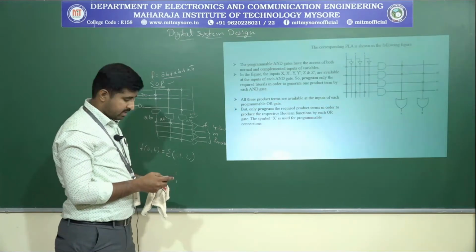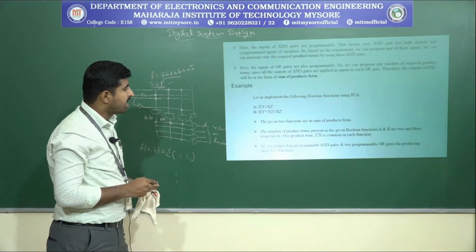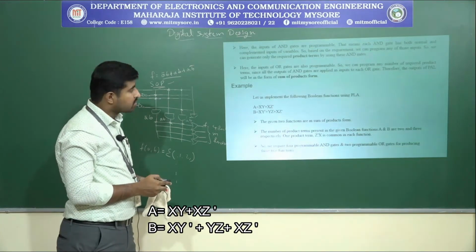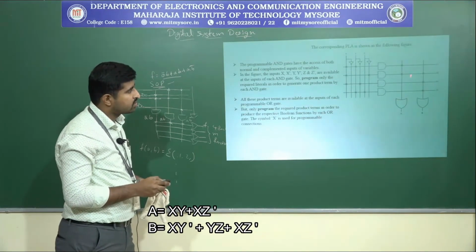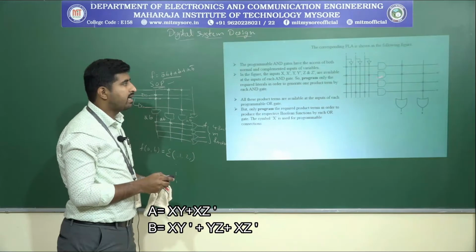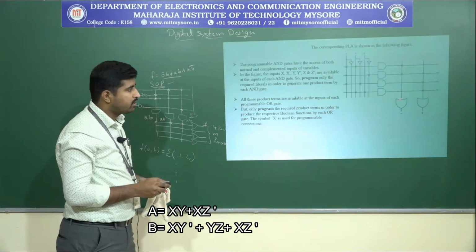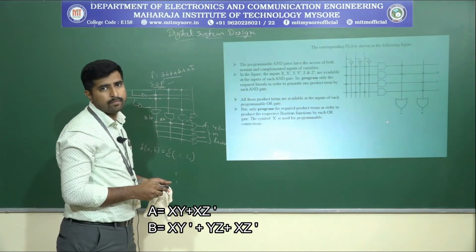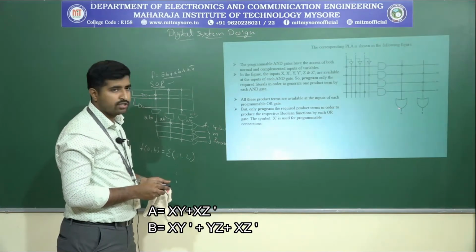Whatever the function is needed, the first function we need is x y plus x z bar, right? That will be connected here. So x y is going to connect from here, and next x z bar, from these two AND gates. These two AND gates will be connected to this OR gate, so that we get the function A. Okay, hope you understood.